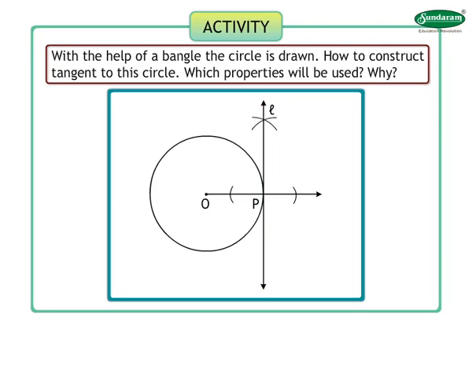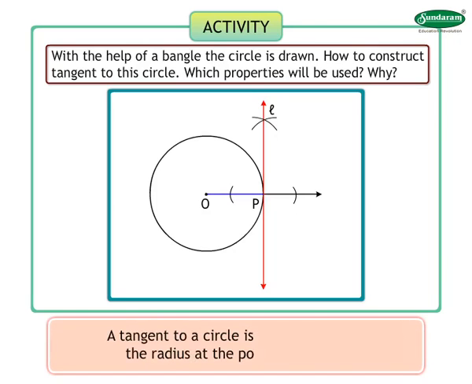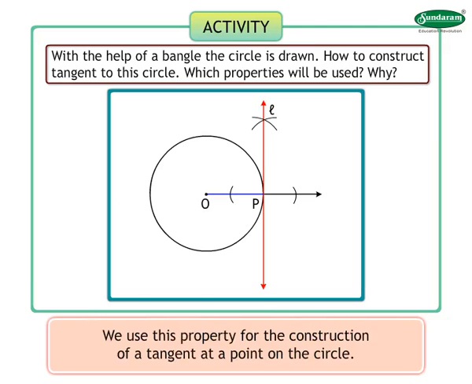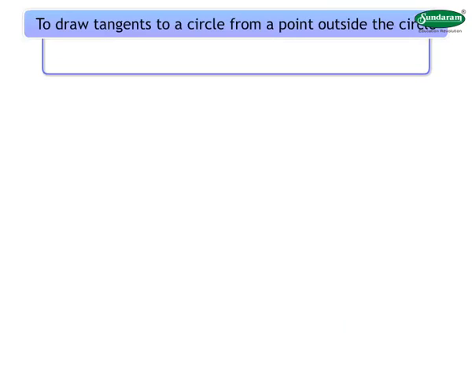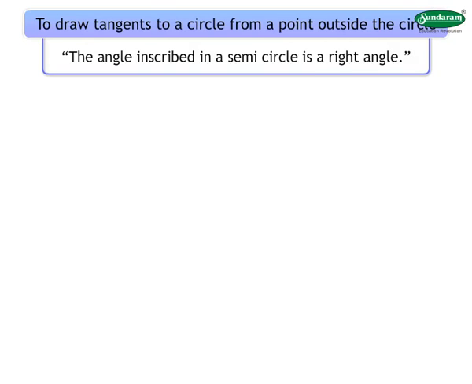Here, we have used the property called a tangent to a circle is perpendicular to the radius at the point of contact. We use this property for the construction of tangent at a point on the circle. Now let's see how to draw tangents to a circle from a point outside the circle. We have studied that the angle inscribed in a semicircle is a right angle. We shall use this property to draw a tangent to a circle from a point outside the circle.